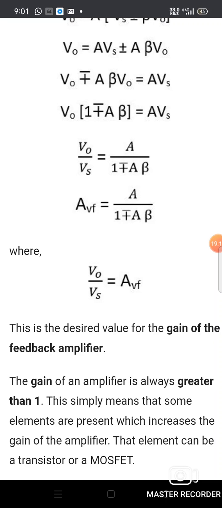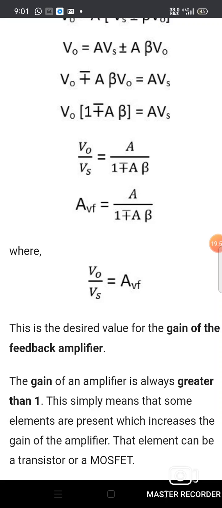So be very careful to take the denominator signs, plus or minus. For positive, you have 1 minus A beta. For negative, you have the denominator 1 plus A beta, right? In the next question here, this is the desired value for the gain of the feedback amplifier. Here, negative or positive is not mentioned, just the gain of the feedback amplifier.